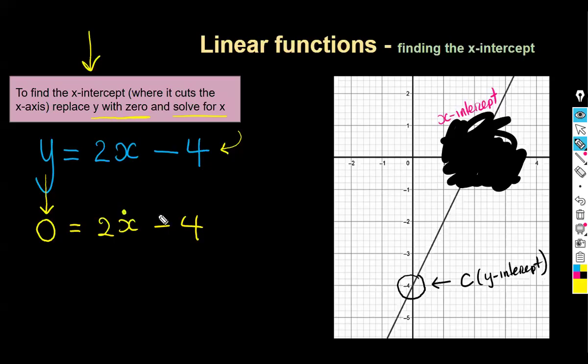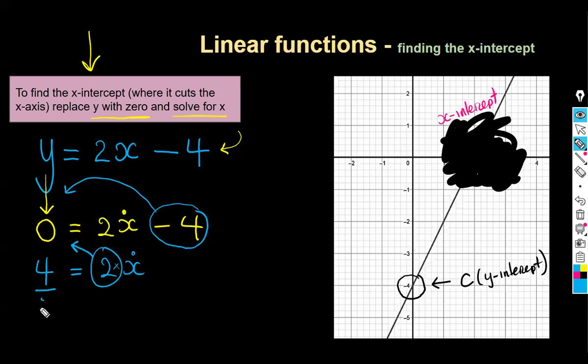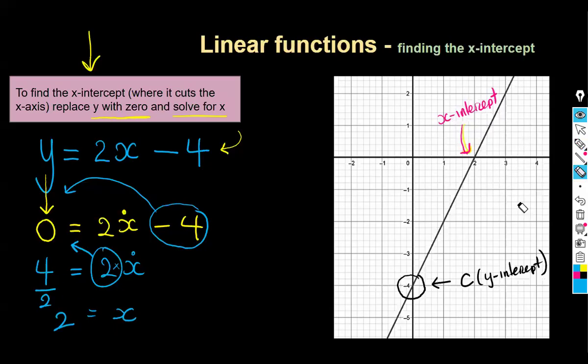Let's get x on one side and everyone else on the other side. X is already on this side, so I'll just throw across -4 to the other side. When you throw across -4, we will get +4. Get rid of the 2. The 2 is a secret multiply. When you throw across a multiply, you get what? A divide. 4 divided by 2 is 2. See, we got the same answer. It cuts the x-axis at 2.